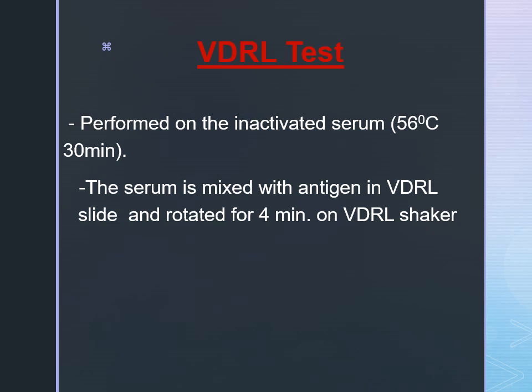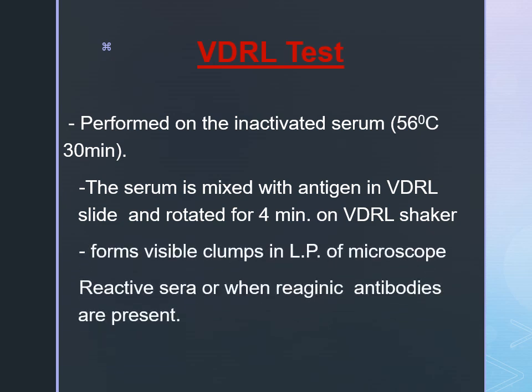Now we have a VDRL slide, which is a glass slide, and on that slide there are certain concave wells. In the well we put the serum, and that has to be mixed with the antigen. The VDRL antigen comes in this kit, you have to prepare it immediately, and you can use it for 24 hours. So you have prepared the antigen, put in the serum sample, added the VDRL antigen, and after that you rotate it for 4 minutes on the VDRL shaker.